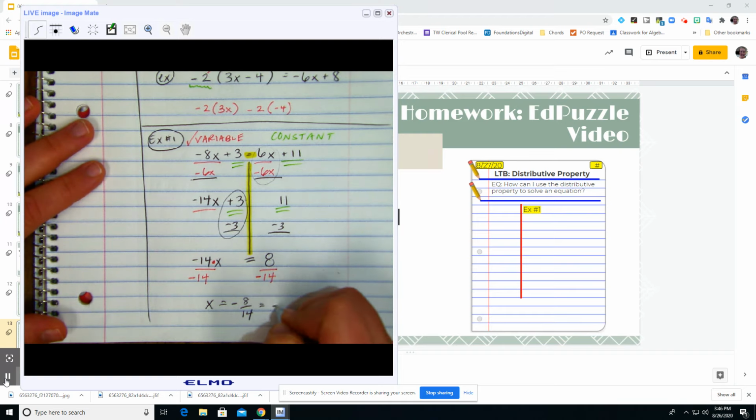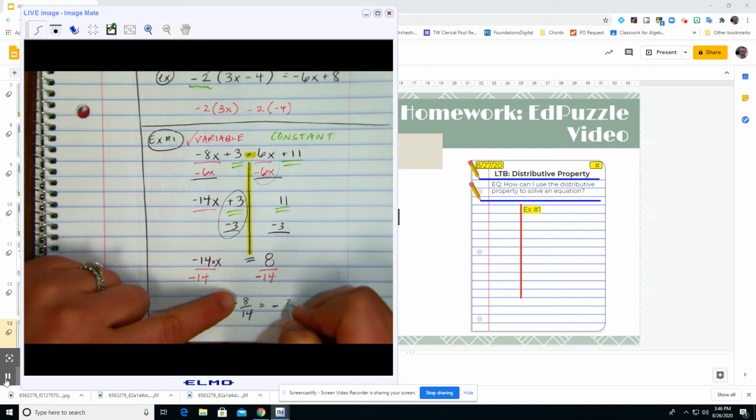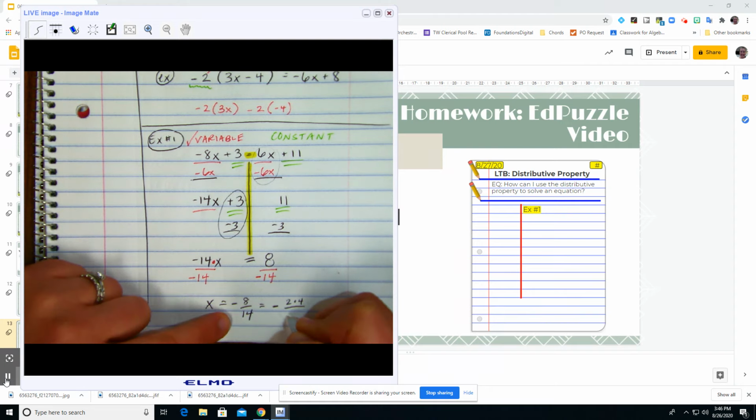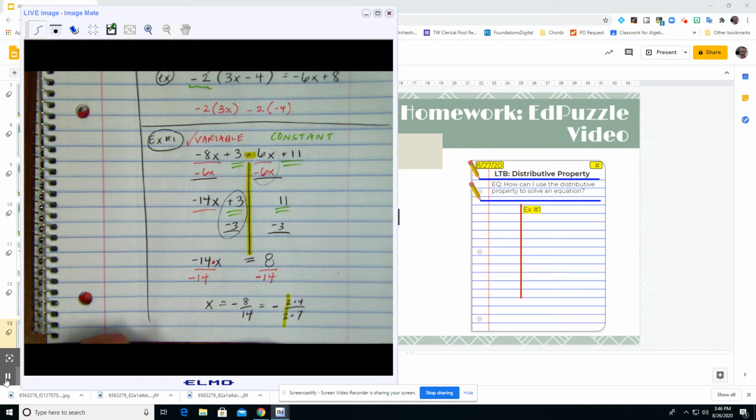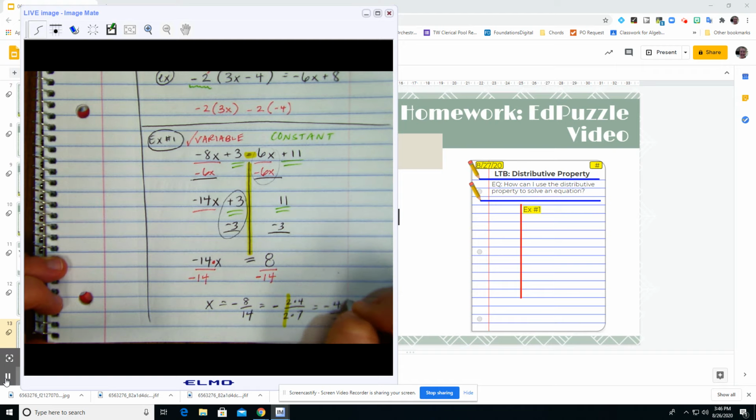So I'm going to have a negative. 8 can be written as 2 times 4. 14 can be 2 times 7. I'm noticing 2 divided by 2 is 1, so they cancel out. Some people think of it as dividing both the top and the bottom of the fraction by 2. So my final answer is x equals negative 4/7.